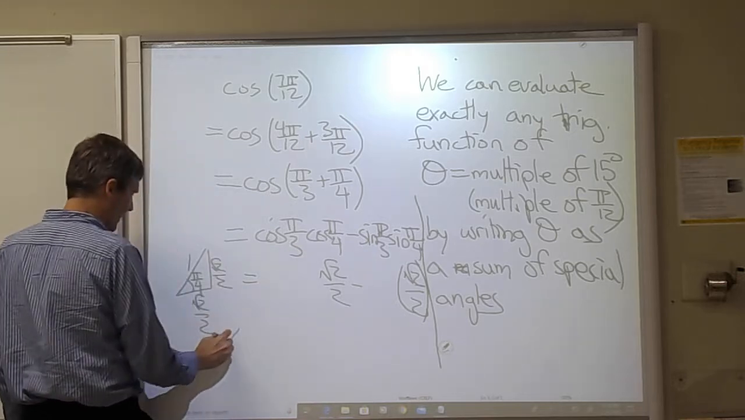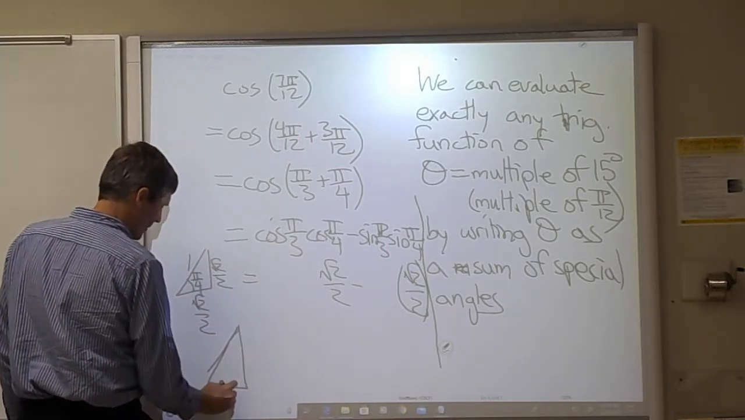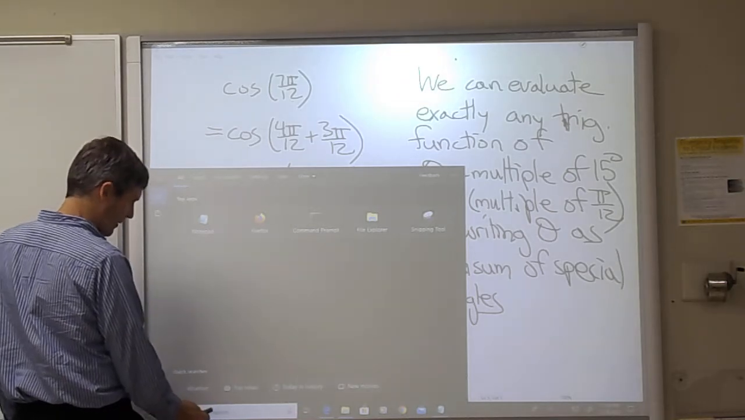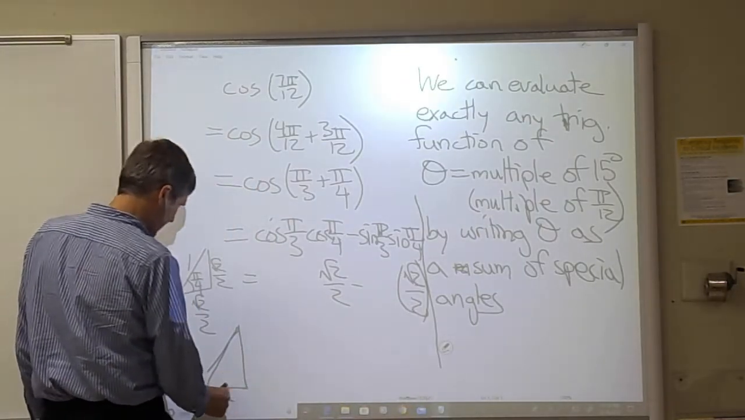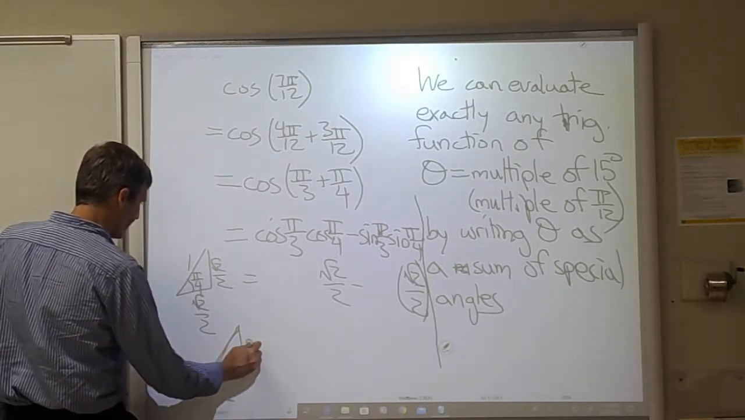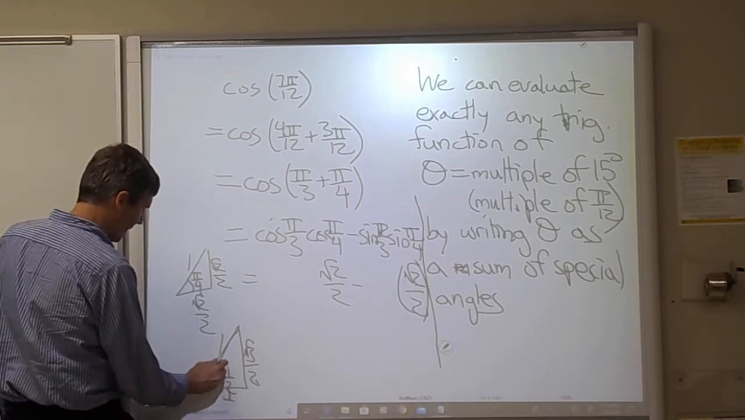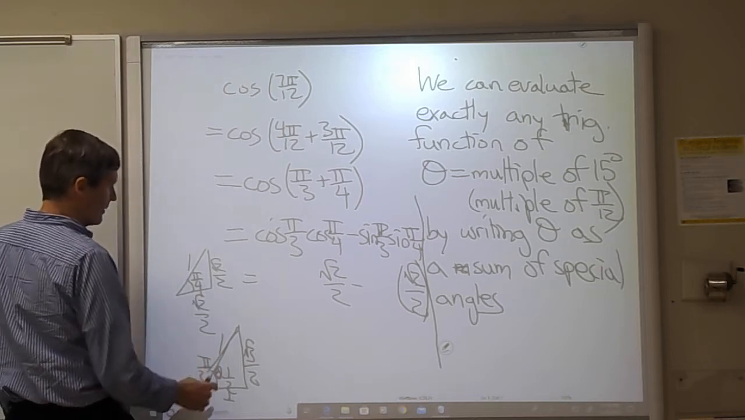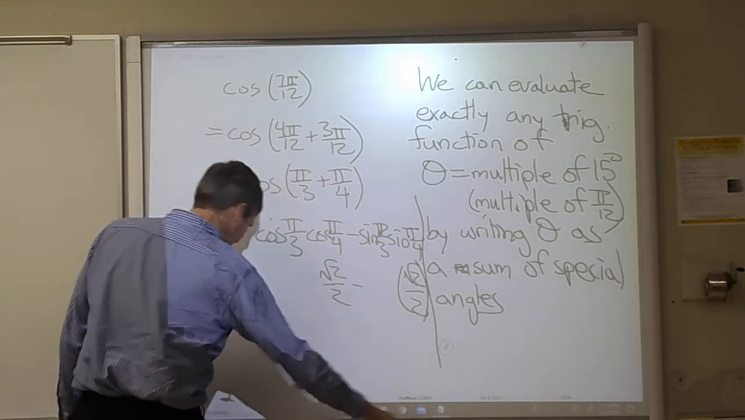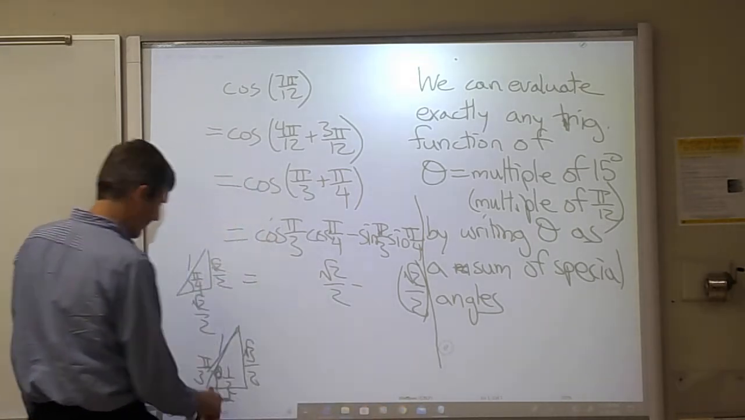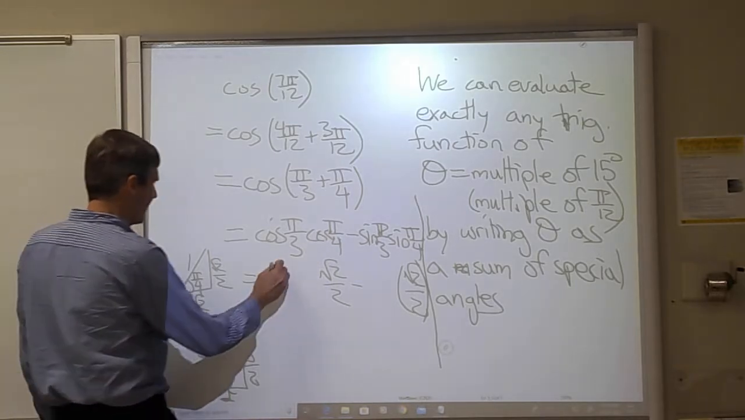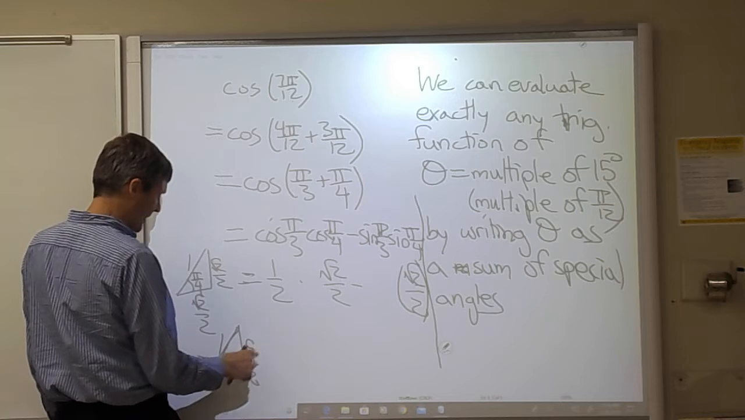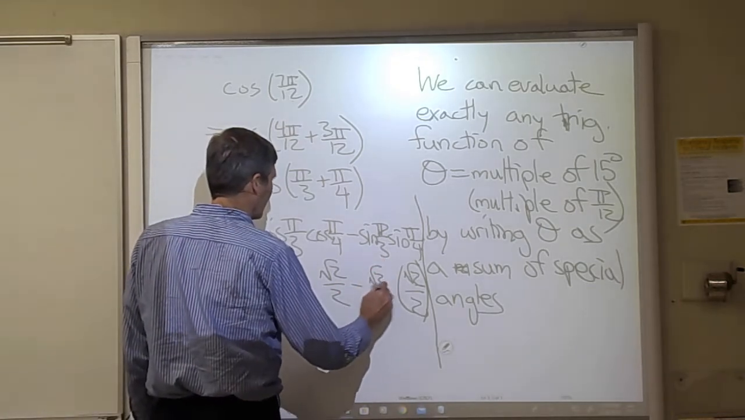Now the cosine of pi over 3, I use the other triangle. Square root 3 over 2 and 1. Theta here equal pi over 3. So the cosine is the adjacent side over the hypotenuse is 1/2. And the sine is the opposite over the hypotenuse is square root 3 over 2.